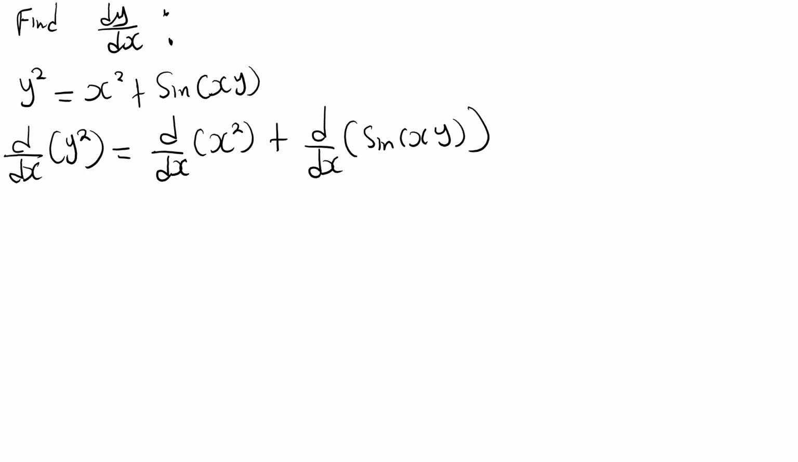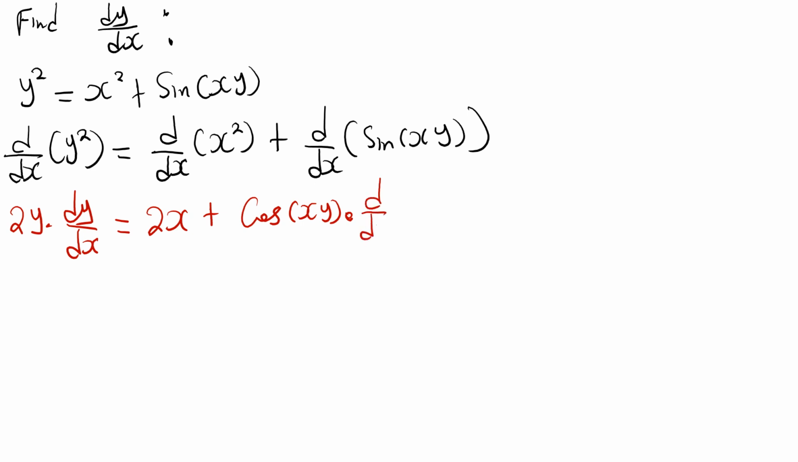Now let's find the derivative of y squared. The derivative of y squared is going to give us 2y multiplied by dy over dx, is equal to the derivative of x squared, which is 2x, plus the derivative of sine, which gives cos, and then our angle there is xy. After differentiating any trig function, you also multiply with the derivative of your angle, and that angle is xy.